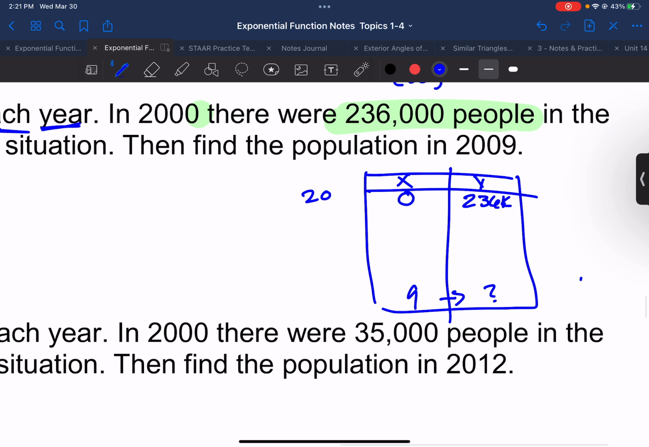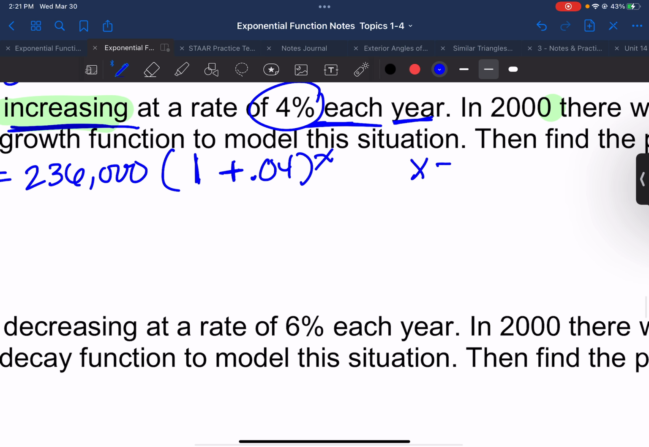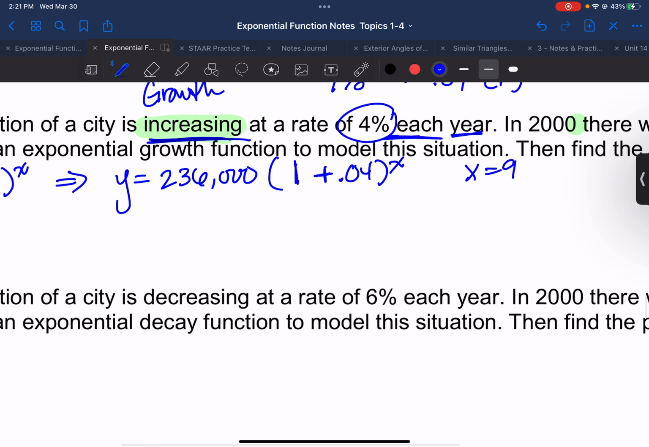But this year, 0 is 2000. And then down here at 9, that's 2009. So I'm really going to be plugging in x equals 9. X equals 9. That's what I need to plug in. So let me rewrite this, and we can plug in the calculator.